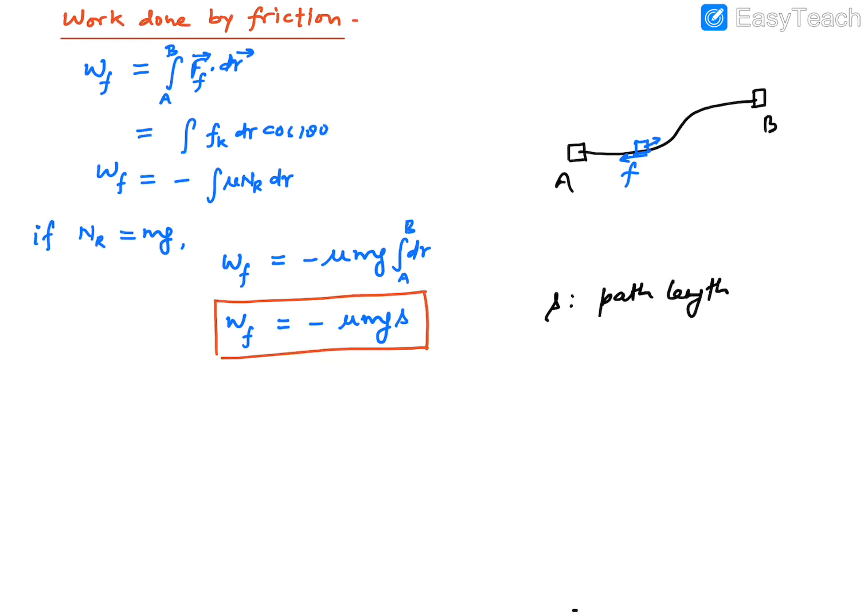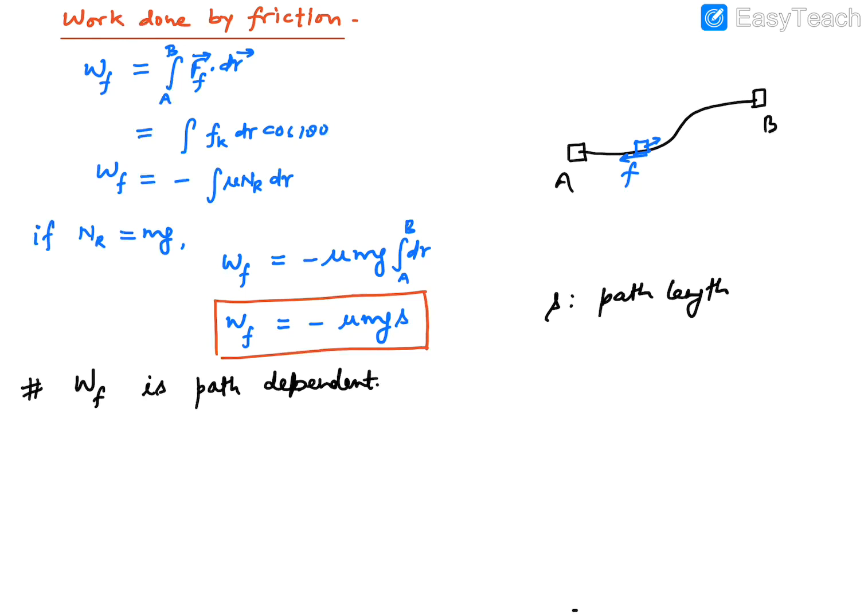Now it is obvious that the work done by friction depends not only on the initial and final locations, but also on the path followed by the object, unlike the case of gravitation. So an important point comes in: the work done by friction is path dependent, and the work done by gravity, we saw, was path independent.